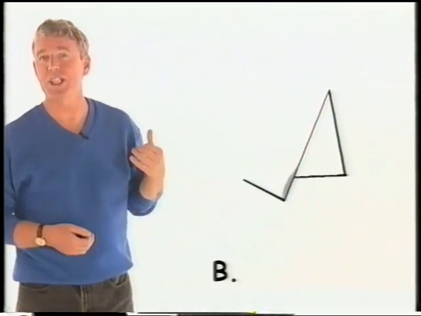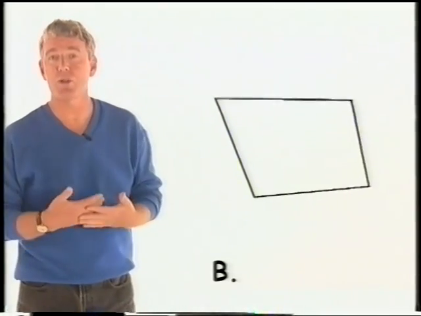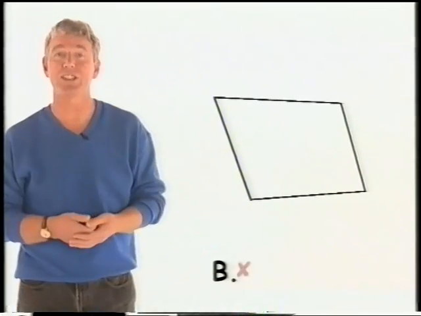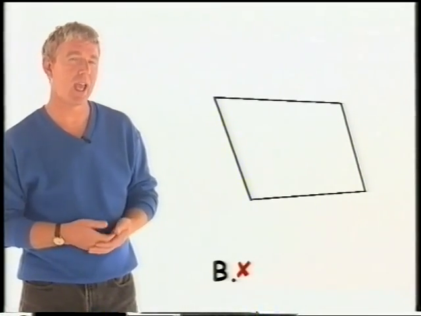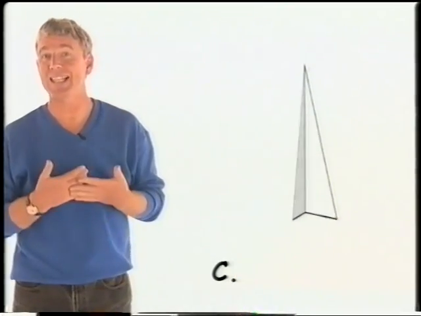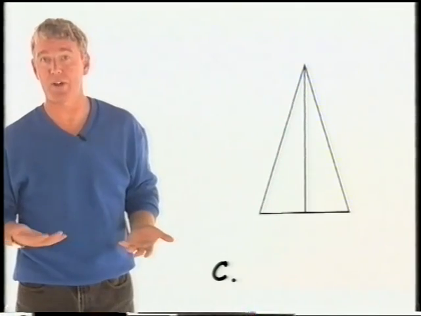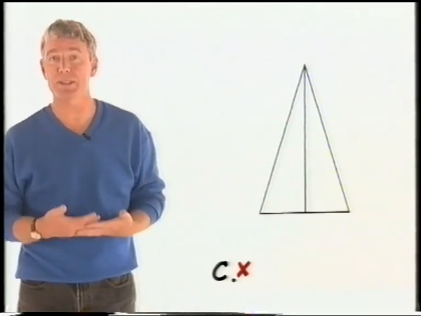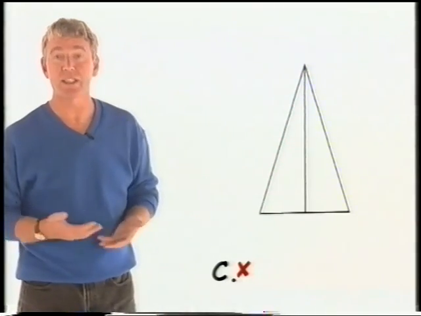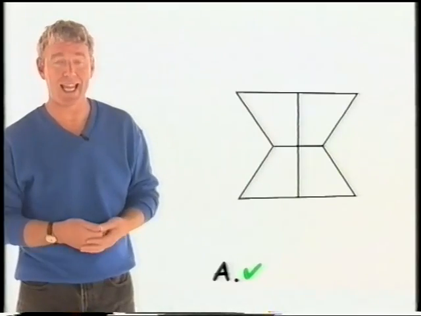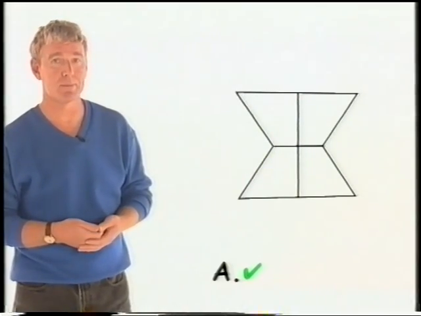What about shape B? Whichever way we fold shape B, the two halves never fit exactly over each other. So it has no lines of symmetry. What about shape C? Yes, it has one line of symmetry, but are there any others? No. Shape C has only one line of symmetry, so the answer to our question is shape A, because only shape A has two lines of symmetry.